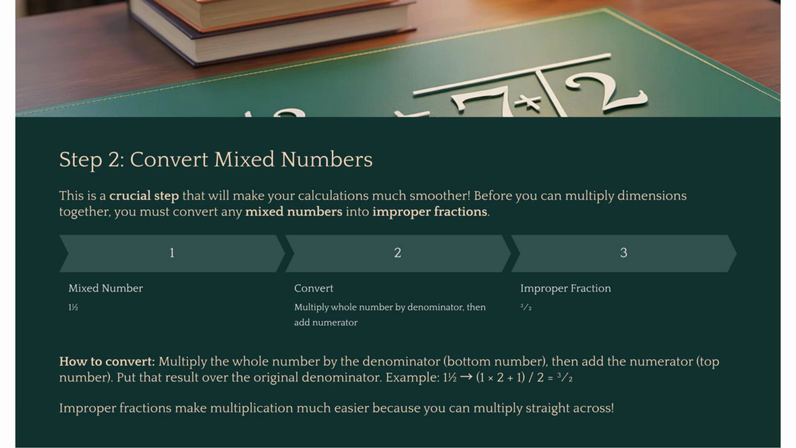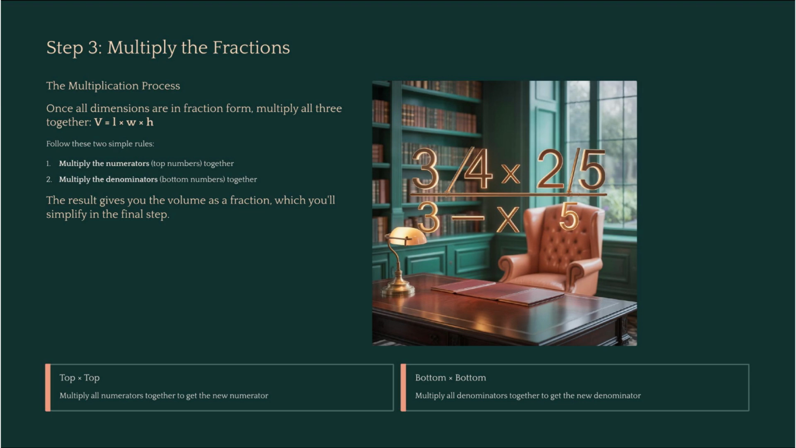This next step is absolutely critical and where most mistakes happen. If you have a mixed number, like 2 and 3/4, you must convert it to an improper fraction before you start multiplying. It's almost impossible to multiply 3 numbers accurately if one of them is a mixed number. Remember, to convert, you multiply the whole number by the denominator, add the numerator, and put that new number over the original denominator. For 2 and 3/4, that becomes 11/4. Once all your dimensions are proper or improper fractions, you're ready to multiply.